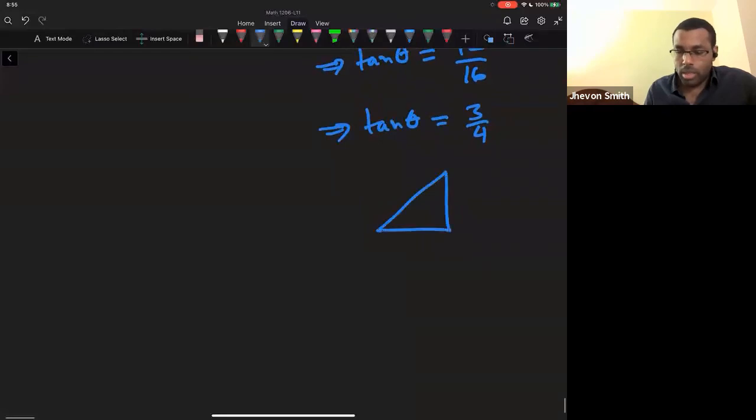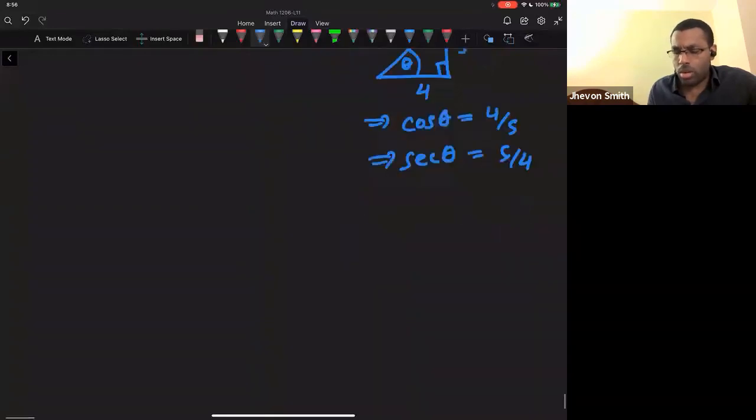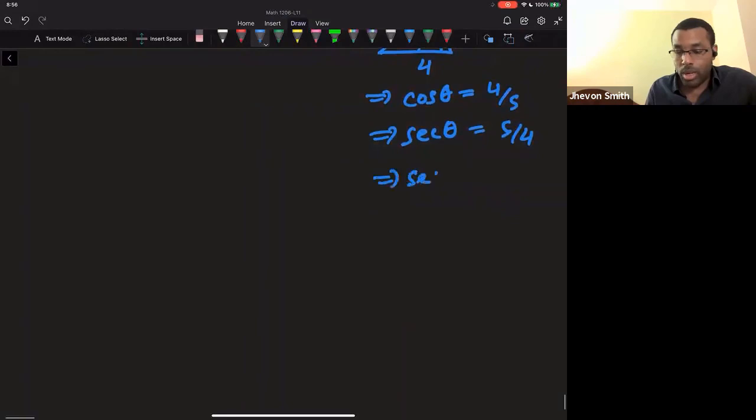So what that means is that you have a right triangle where the opposite is 3, this side is 4, which means obviously that side should be 5. It's a 3, 4, 5 triangle, which tells you that the cosine is going to be adjacent over hypotenuse, which tells you that the secant is going to be 5 over 4, which tells you that the secant squared is going to be 25 over 16.